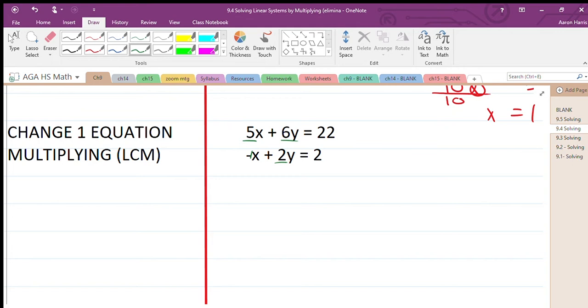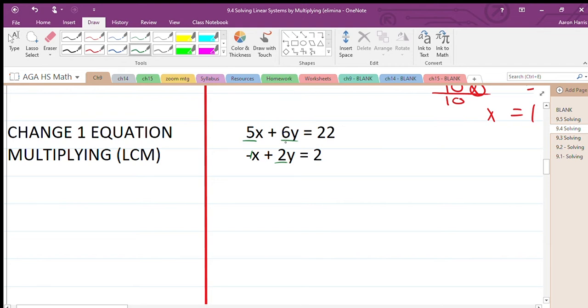By doing what? We're going to distribute a number in so that the numbers match, or they become additive inverses, okay? So what do I mean by that? Well, what's the LCM of 5 and negative 1? It's really just 5. So I can multiply this bottom one by 5, and I know I would cancel the x's.